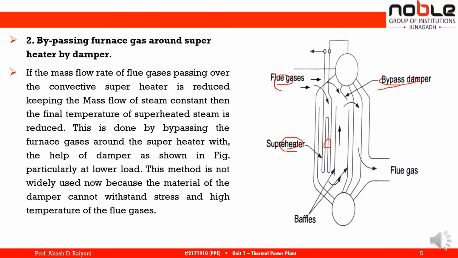Here, if the mass flow rate of the flue gases passing over the convective superheater is reduced, keeping the mass flow rate of the steam constant, then the final temperature of the steam is reduced. This is done by bypassing the furnace gases around the superheater with the help of a damper, as shown in the figure, particularly at lower load. This method is not widely used now because the material of the damper cannot withstand the stress and higher temperature of the flue gases.